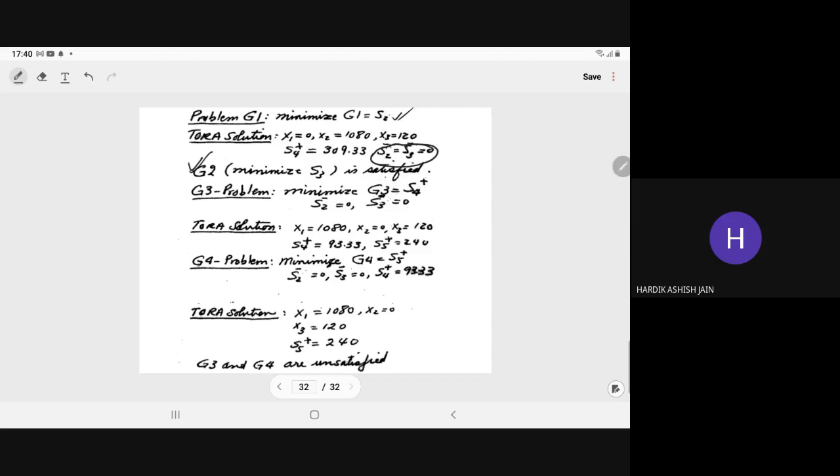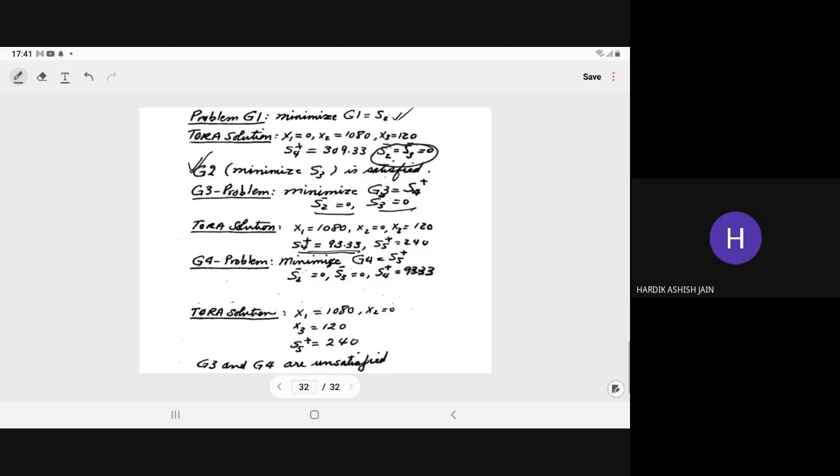Now we have to go with goal 3. So goal 3, when you say that G3 is equal to S4 plus, it will give you S2 minus, S3 minus is equal to 0. That you have to put. Put means you have to remove the columns of S2 minus and S3 minus, right? So in that case, the optimal solution you are getting is that S4 plus is still positive, which means you are not able to achieve goal 3, right?